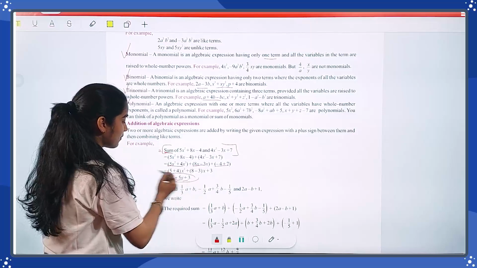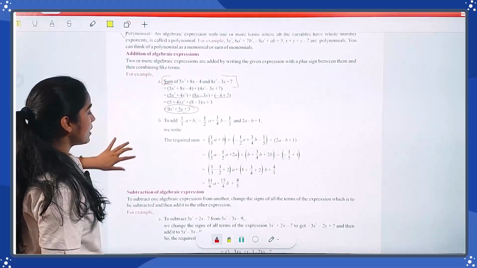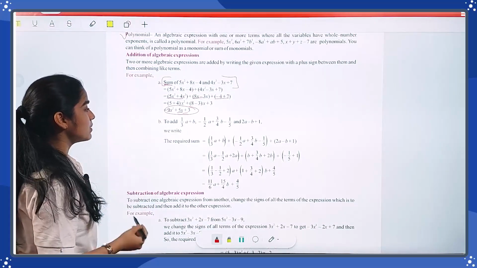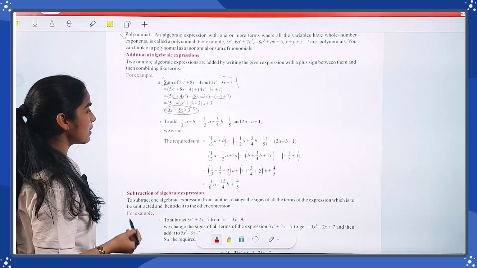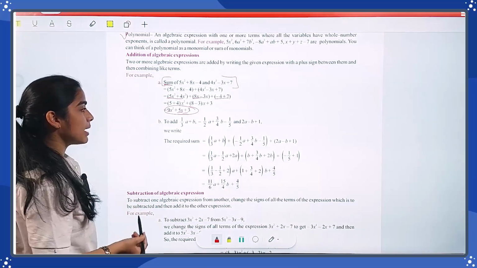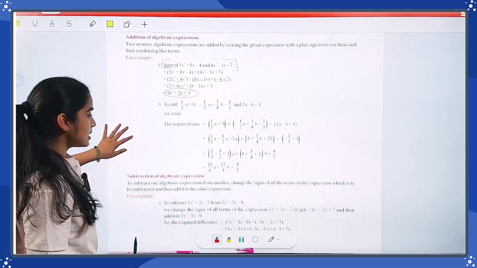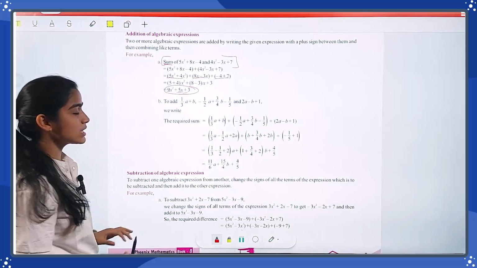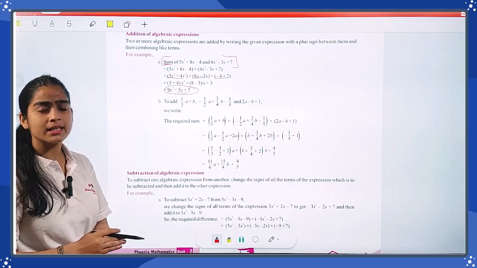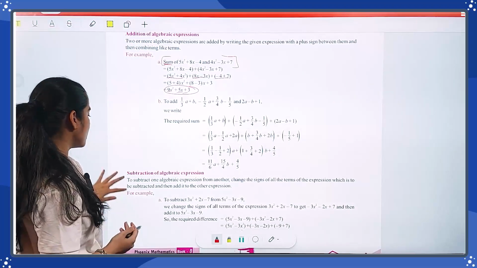So in that way you have to solve your questions. To add 1 by 3 a plus b minus 1 by 2 a plus 3 by 4 b minus 1 by 5 and 2a minus b plus 1, in that case you have to do the same. First you have to classify the like terms, and then you can proceed with your operation.